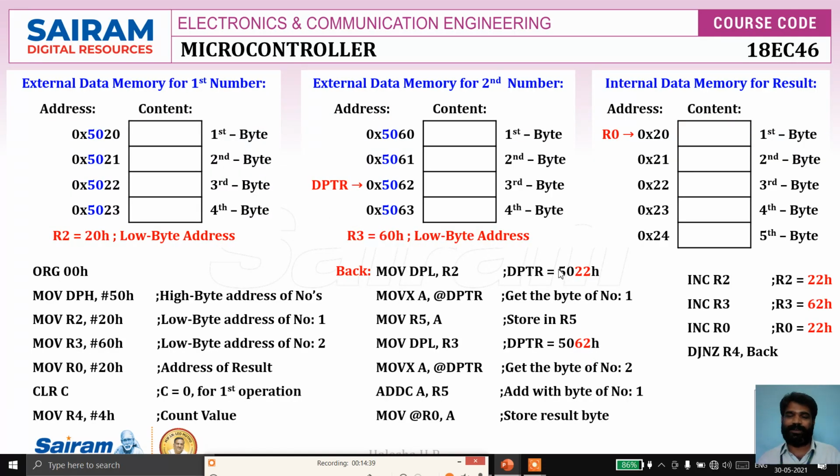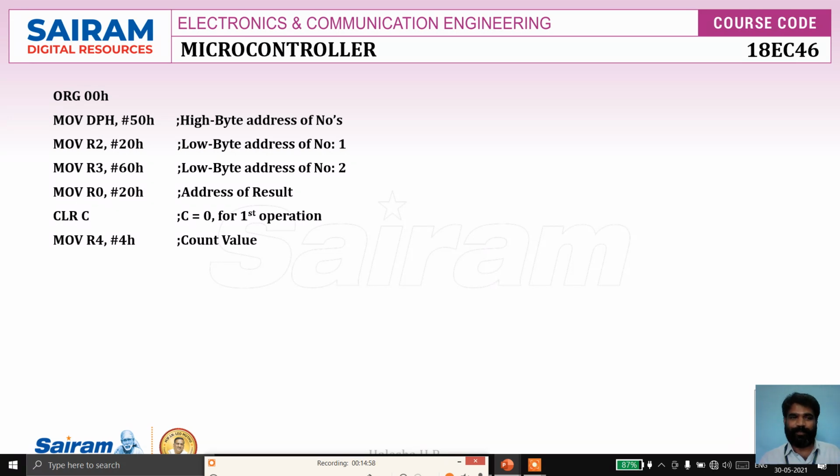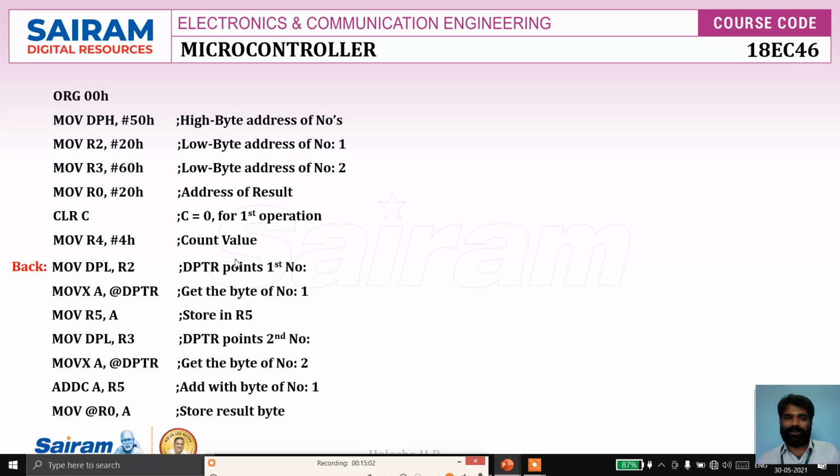So even though we don't have two DPTRs, we observed that the high byte addresses are the same, so we copied that into DPH, and the low byte addresses are different, so we stored those in general purpose registers and incremented those registers. Okay, so this is the complete program. This is the initialization part, and then the operation.